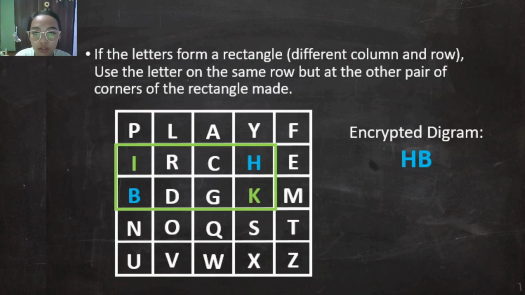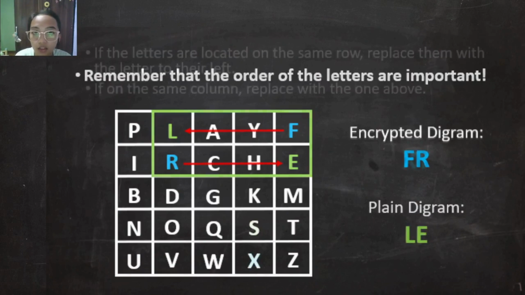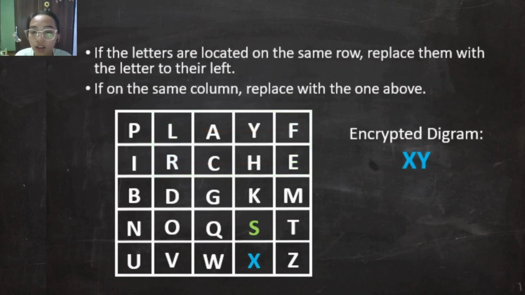So HB becomes IK, CF becomes EA, and also remember that the order of the letters is important. So YU becomes PX, and FR becomes LE.